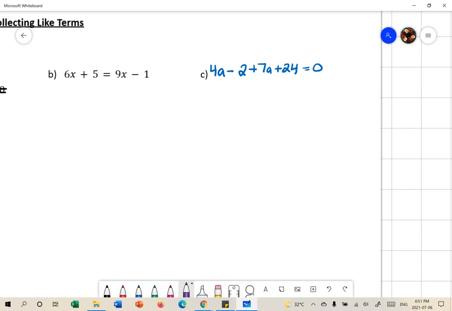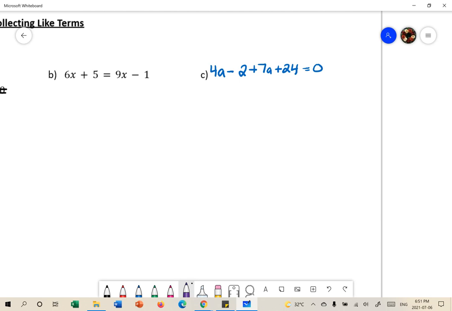B. We're going to follow the same steps. We want our x terms to be on one side. It doesn't matter which side. And we want our constants to be on the other. You can solve for your variable either on the left or on the right, whichever one is easier for you.